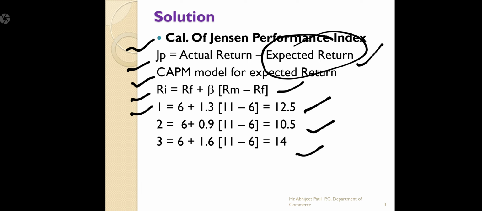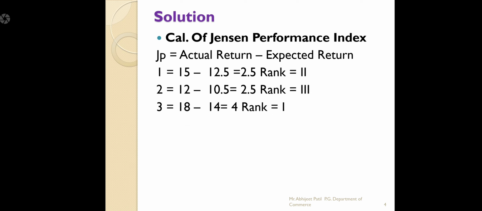Now as per Jensen's performance, we should determine actual return minus expected return. Actual return is given in the problem, and expected we calculated. So 15 minus 12.5 comes to 2.5, and 12 minus 10.5 comes to 2.5 as well. For the third portfolio, 18 minus 14 comes to 4. So as per Jensen's, the differences are 2.5 for the first two and 4 for the third. We should give the highest performance rank to the third, it is first. The other two are the same, so we can give second and third randomly, or maybe third and second, depending on the problem.